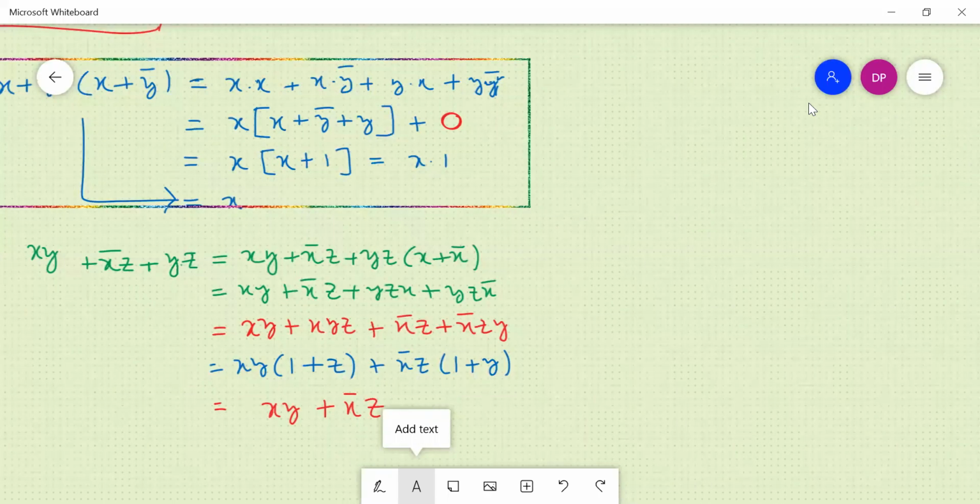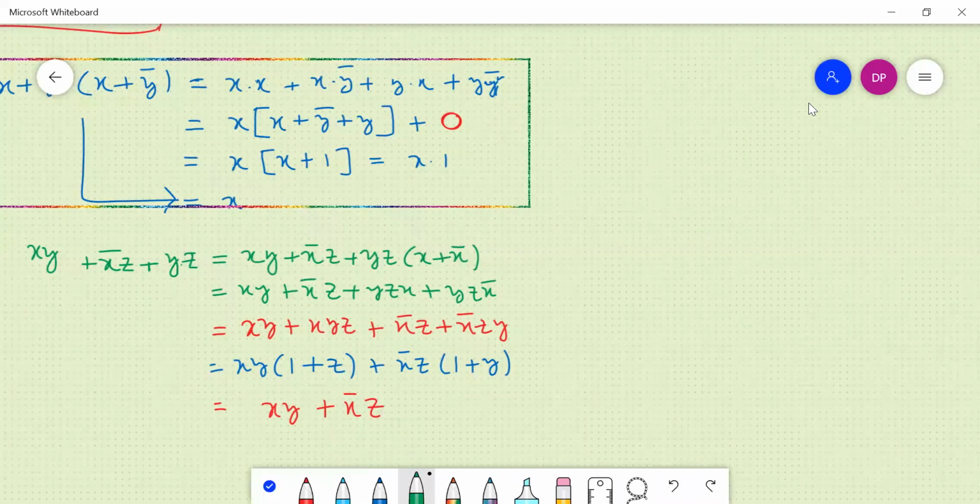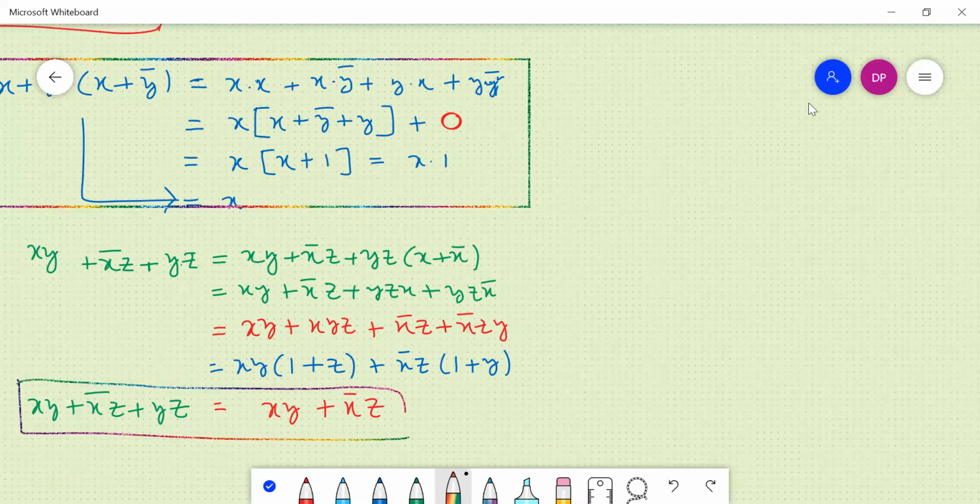So let me write the LHS here. We are finding out the answer for xy plus x bar z plus yz. If anything is in this form, we can write it like this.